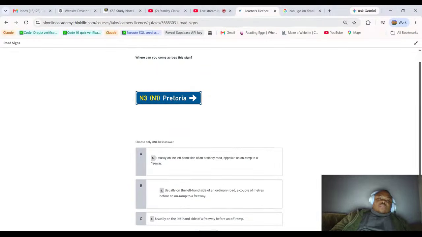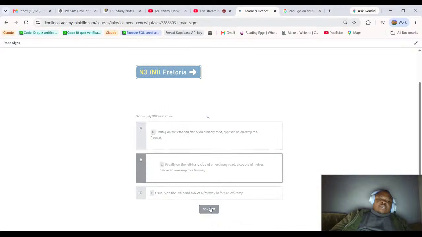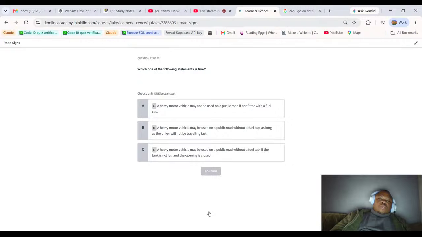Where can you come across this sign? Is it A, usually on the left side of an ordinary road opposite an on ramp to a freeway, or B, usually on the left side of an ordinary road a couple of meters before an on ramp to a freeway, or C, usually on the left side of a freeway before an off ramp? All right, B it is. Oh, it's not B. It's actually B. I don't know what happened there.